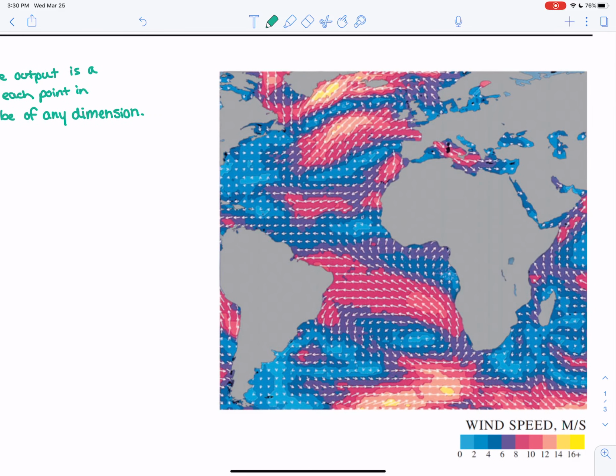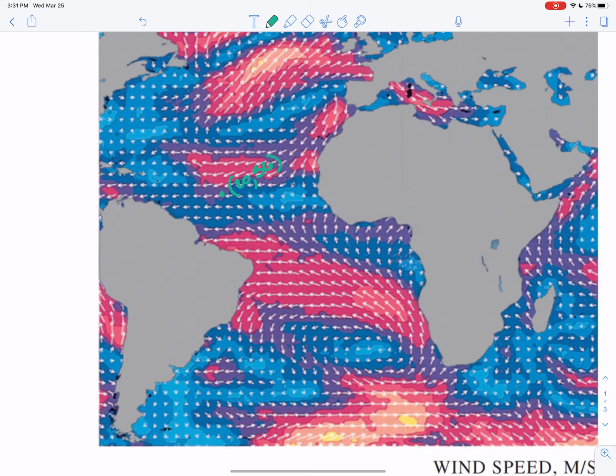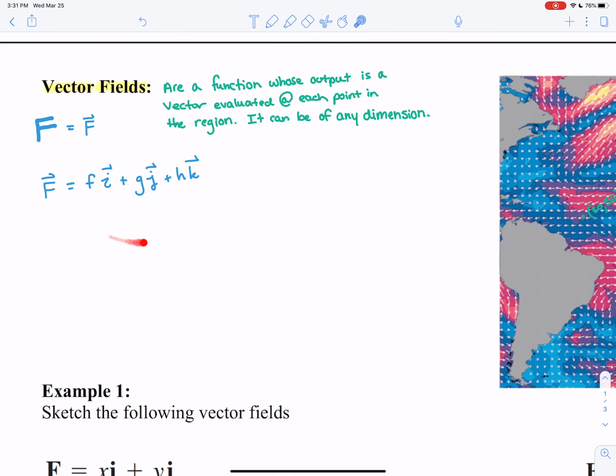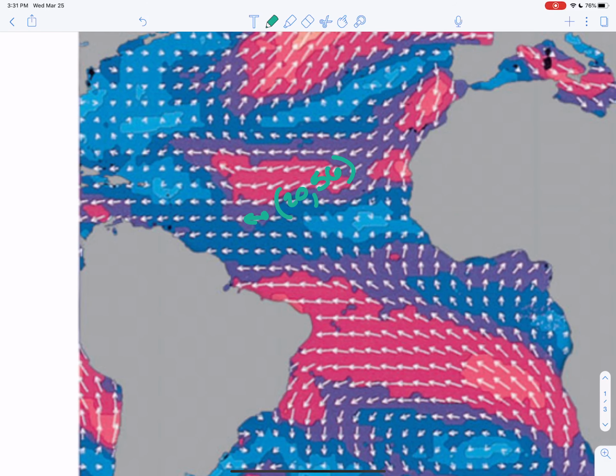Take this point, and maybe in our coordinate system we call this point (20, 56). We could plug the point (20, 56) into our vector field equation, and the output for this specific vector field would be a vector with this magnitude in that direction. It might look something like negative 1i plus 0j, or plus 0k, or something like that.